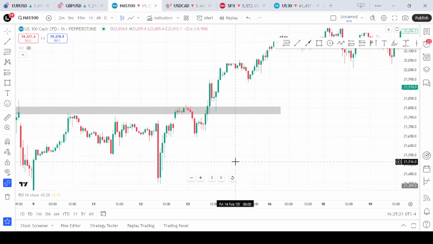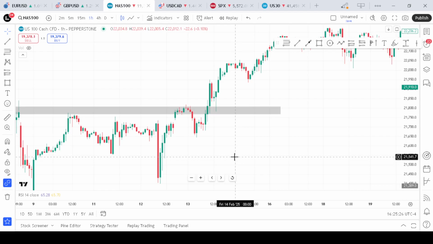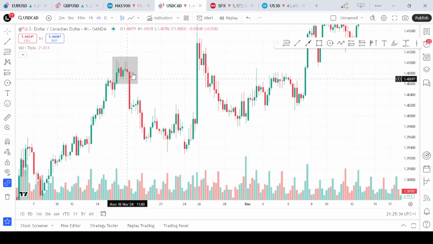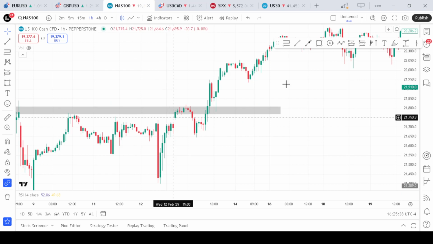The entry method is: first, you enter the trade when price breaks back above in a bullish scenario, and in a bearish scenario, when price breaks below. From this setup, let's first understand the bullish setup.